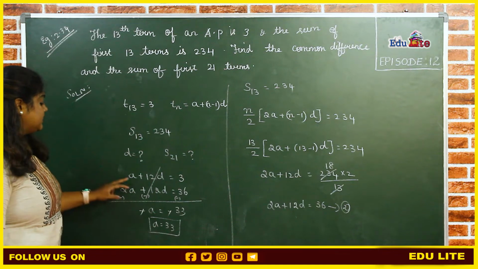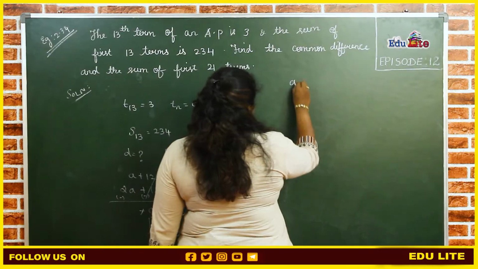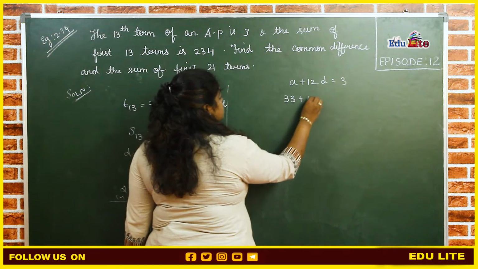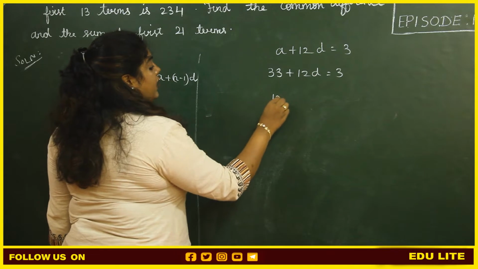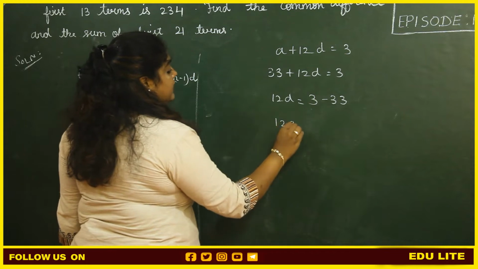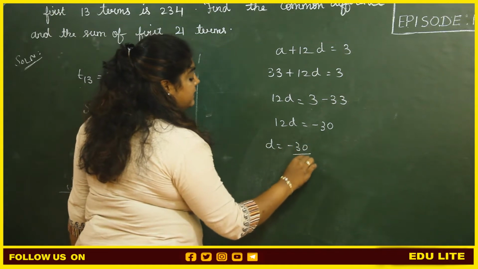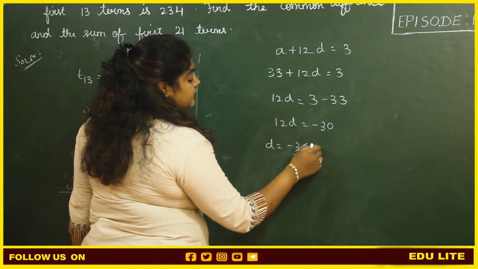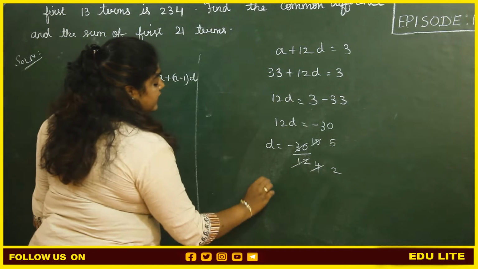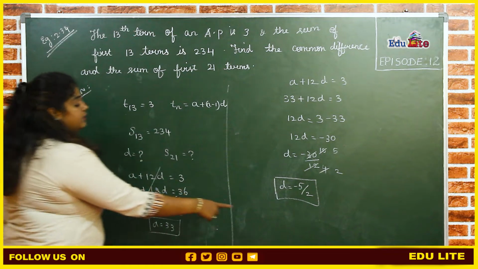We will substitute A equals 33 in the first equation. Therefore, A plus 12D equals 3. The A value we got is 33, so 33 plus 12D equals 3. Taking 33 to the other side it becomes minus 33, so 12D equals minus 30. D equals minus 30 by 12. Cancelling it, in the 6 table, 30 is 6 times 5 and 12 is 6 times 2. Therefore, D equals minus 5 by 2. So, we got the value of D, D equals minus 5 by 2.